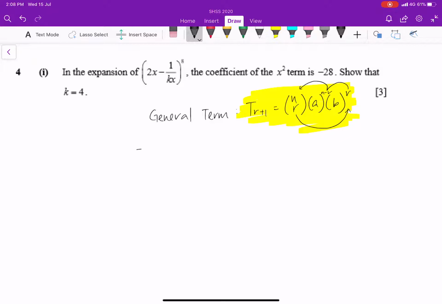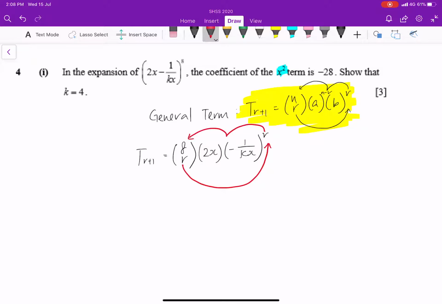Let's take a look. So we use T(r+1) equals 8Cr, because we don't know which position is going to give you x squared. So I let this be position r. The first is always 2x. The next one is minus 1 over kx. Remember, this is power r. R plus what gives you 8? 8 minus r. From here, what should we do?